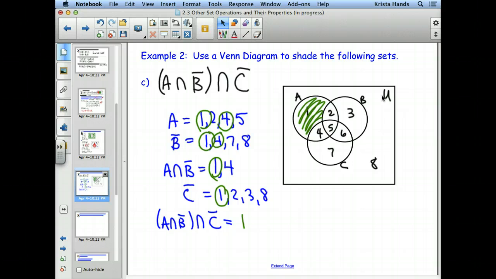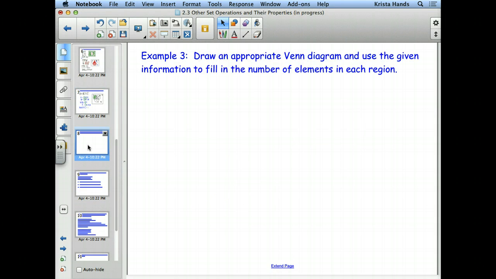Is that good? Okay. There are other things that we can use Venn diagrams for. So we're going to do an example of a Venn diagram with some information. This one says, draw an appropriate Venn diagram using the given information to fill in the number of elements in each region. Now, there's no given information right now. I'm about to give it to you.